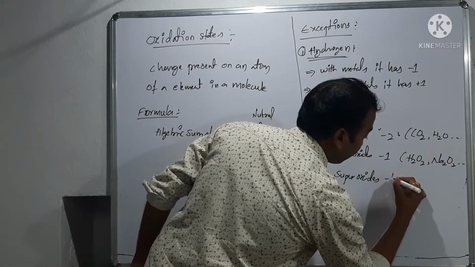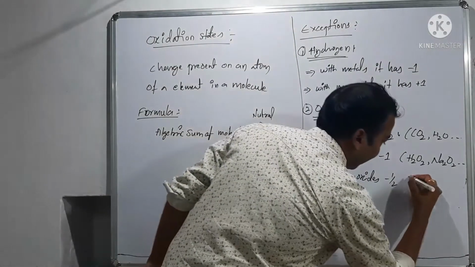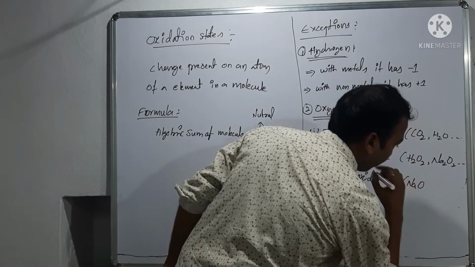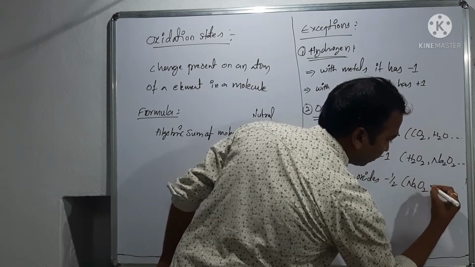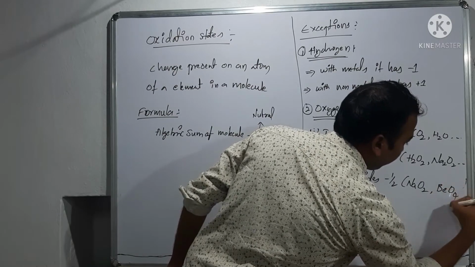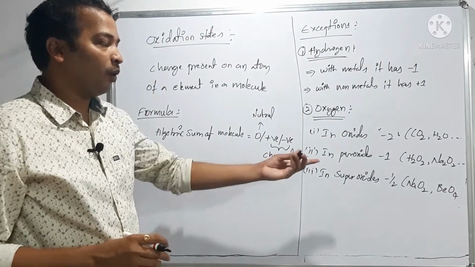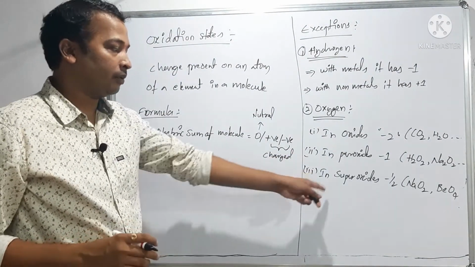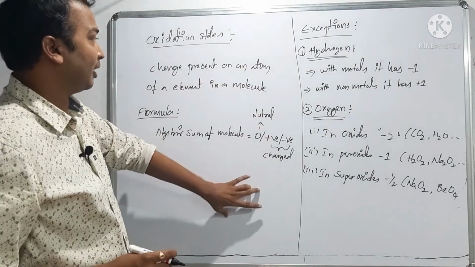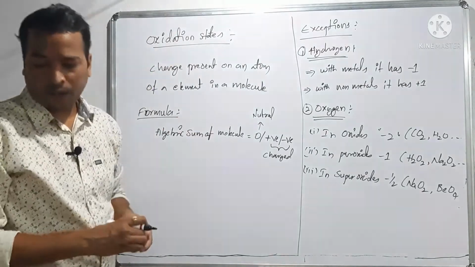where it shows a -1/2, that is, a negative half charge. Examples are NaO2, BeO4 like this. These are the exceptions and the formula to find oxidation states of molecules.